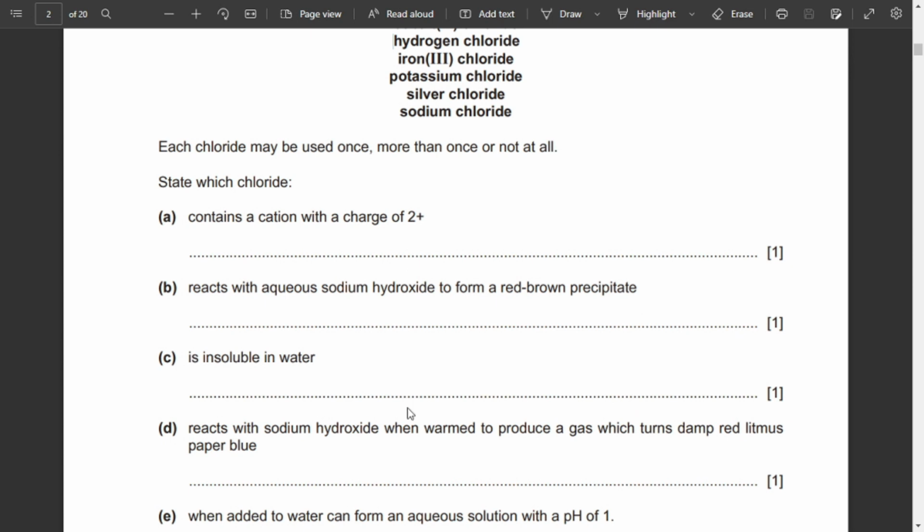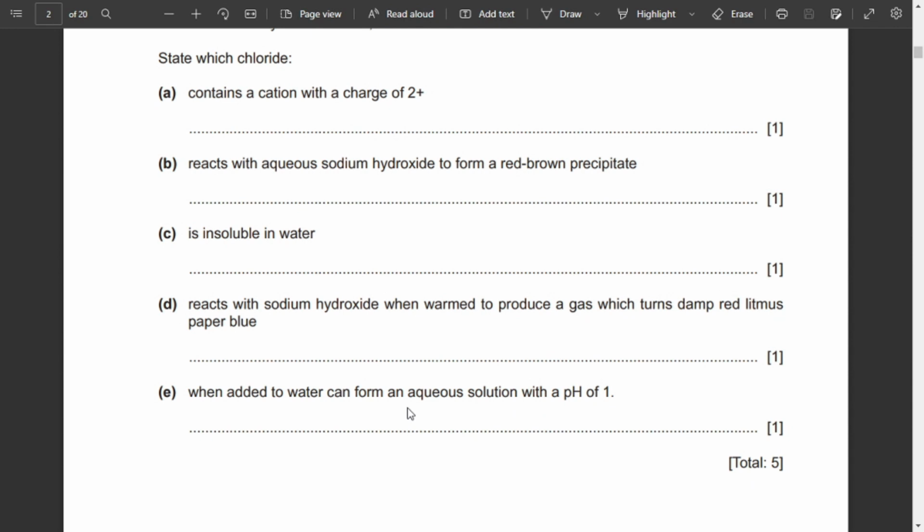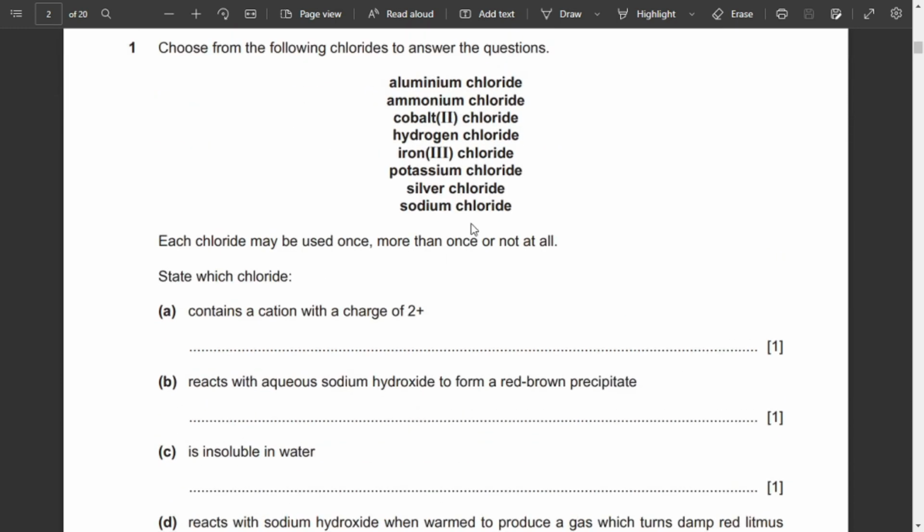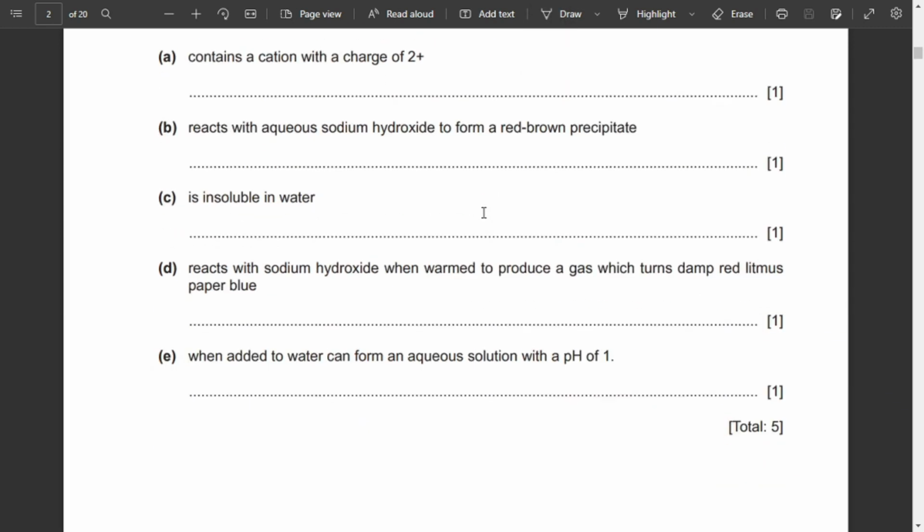Moving on to part E, when added to water, it can form an aqueous solution of pH 1. pH 1 means it needs to be acidic. So for acidic, we have hydrogen chloride, HCl. It is a very strong acid. That is what we're supposed to write over here.